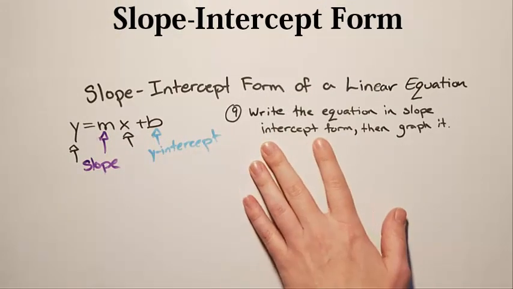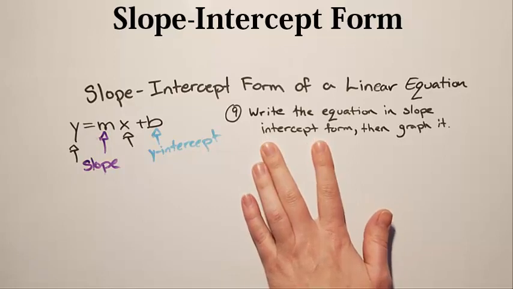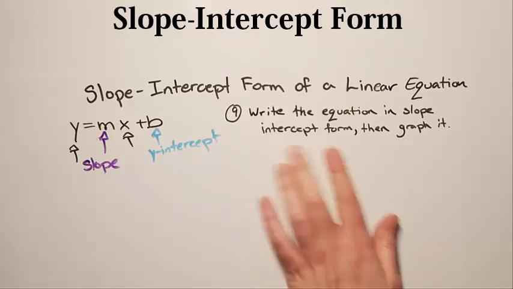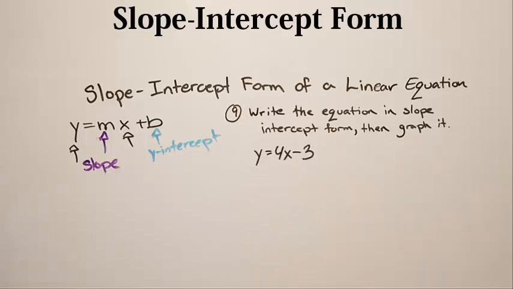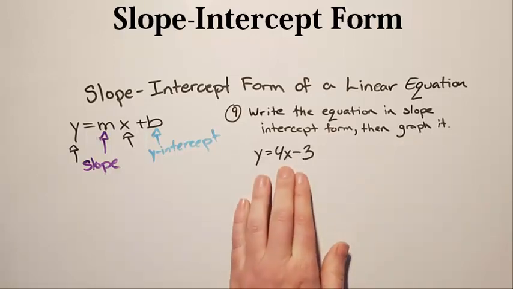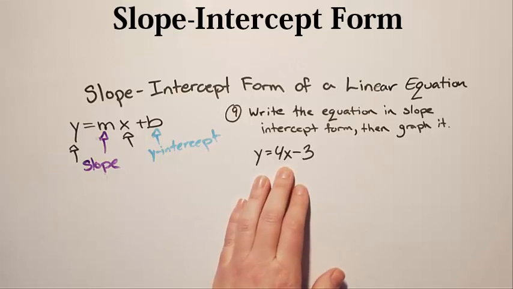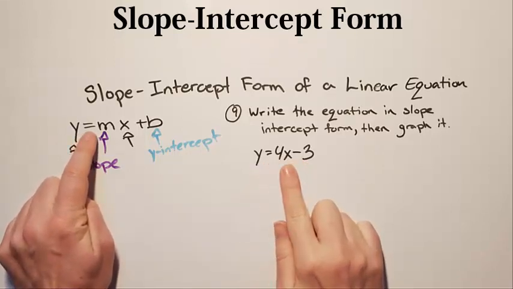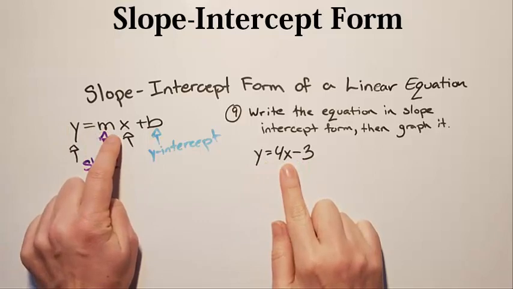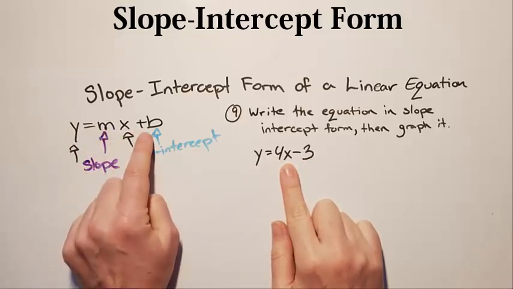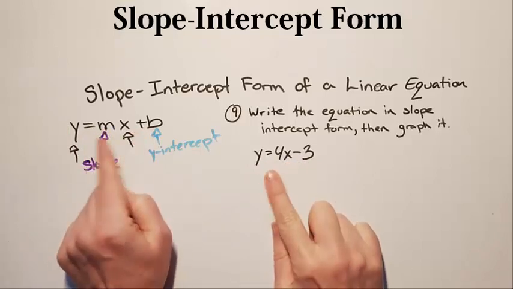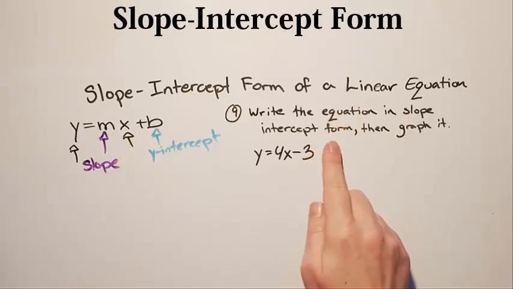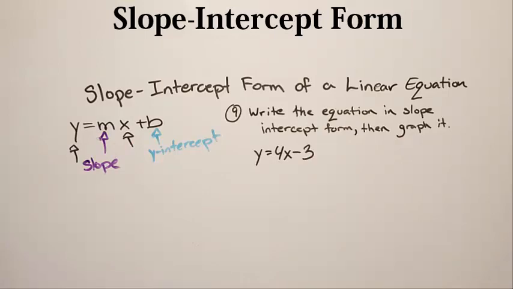So now I need to write the equation in slope-intercept form, which means they're going to give me an equation that's not in slope-intercept. I need to put it into slope-intercept, and then I need to graph it. So this is the equation they give us. Let's check to see if it's in slope-intercept form. So y equals a number times x, and then I need a plain old number. I do have a plain old number. So this is already in slope-intercept form. So the first job is already done. So now let's pull out the information that we know.